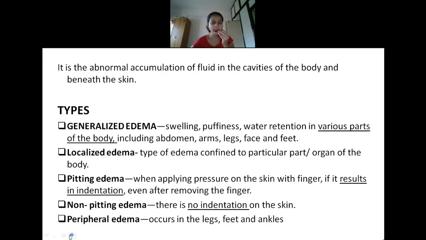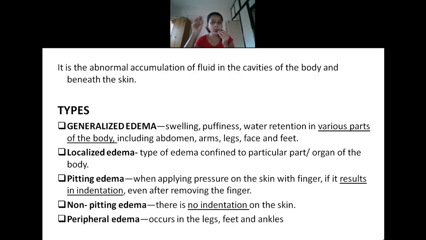What are the different types of edema? Already you have studied, I guess. Generalized edema, localized edema, pitting edema, non-pitting edema, peripheral edema. First of all, generalized edema. Generalized edema could be water retention in different body parts, in your entire body, like your abdomen, around the eyes, legs, the face, feet, everywhere. It is called anasarca. Already I have shown you the figure.